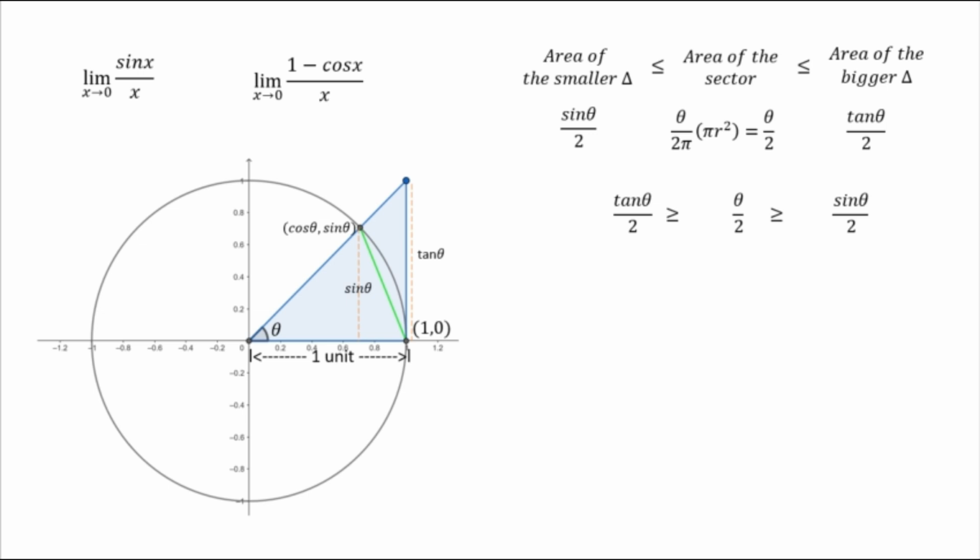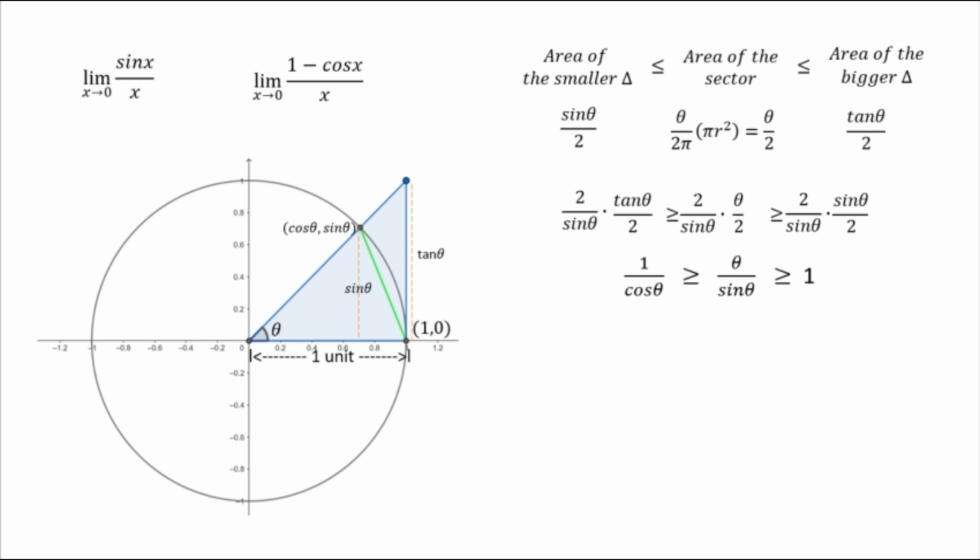Multiplying each expression by 2 over sine theta, we will get 1 over cosine theta here, theta over sine theta here as the 2 is cancelled out, and here we get 1, right? So what do we do next?